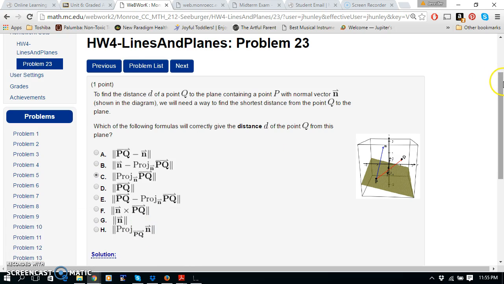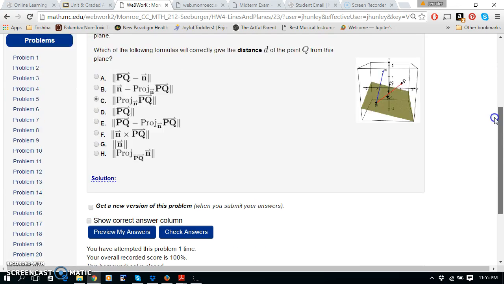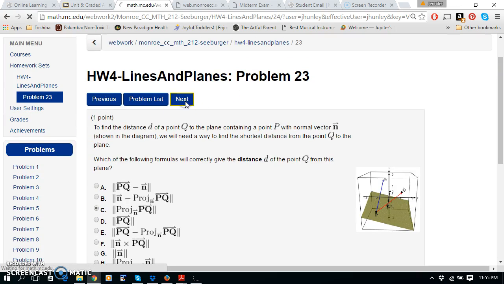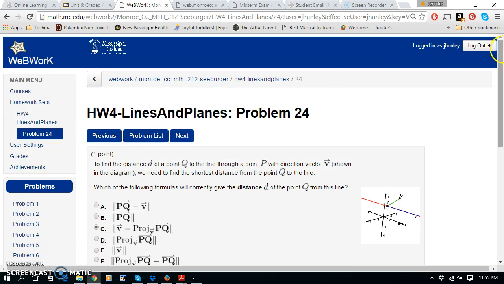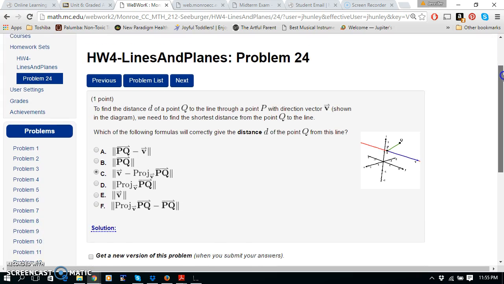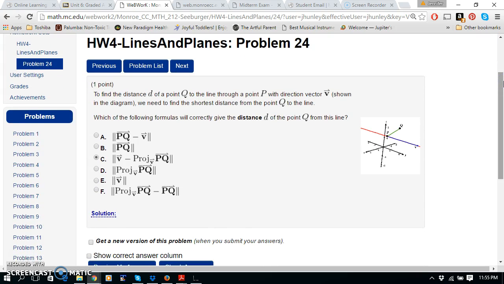Okay, so next we'll move on to problem number 24. Problem 24 asks to find the distance d of a point Q to a line through a point with direction vector v. We need to find the shortest distance from the point Q to the line. Which of the following formulas will correctly give the distance d of the point Q from this line?